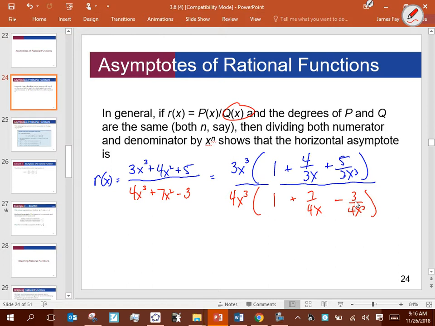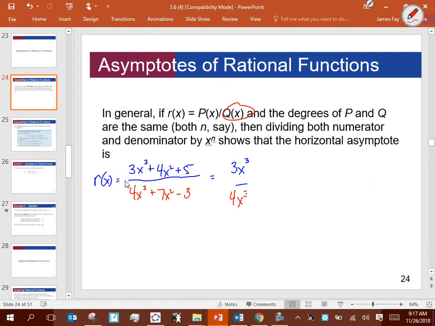Now, I told you we're interested in behavior, right? We're interested in when x gets really, really big in the positive direction or really, really big in the negative direction. Well, if x is really big in either of those directions, what does 4 divided by 3 times a really big number look like? Or what do you get close to? That goes to 0, right? Does this go to 0 as well for the same reason? This happens actually a lot faster there. What's this going to go to? 0. What's that going to go to? 0. So what do you have in that set of parentheses? Just 1. What do you have in this set of parentheses? Just 1. So what are you left with? Essentially just the leading degree or leading terms of our original function, right?